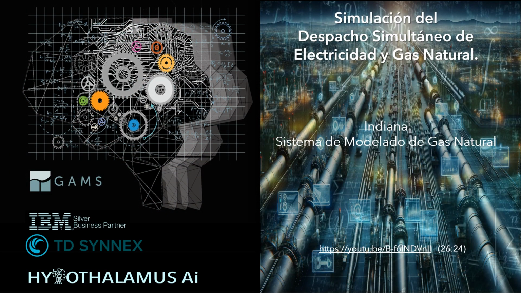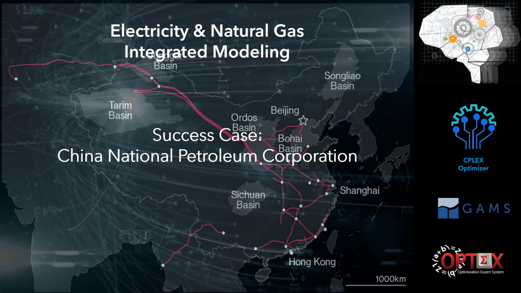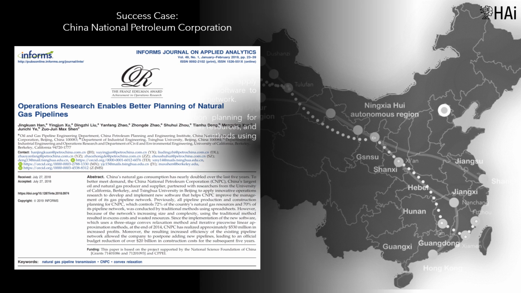The video, Indiana Natural Gas Modeling System, presents this case in detail. Success case, China National Petroleum Corporation. The paper Operations Research Enables Better Planning of Natural Gas presents the use of mathematical optimization models for pipeline planning.